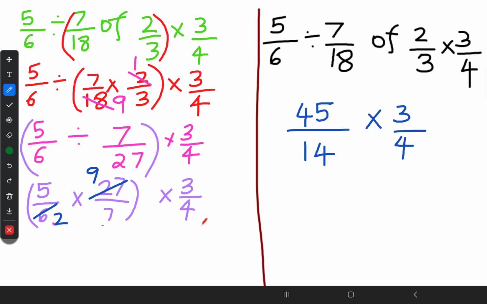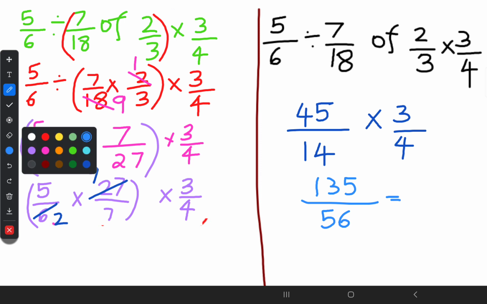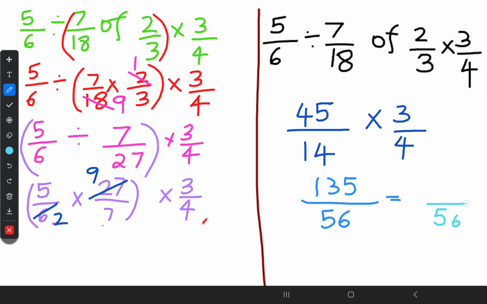So when we multiply, it will become finally 45 times 3 means 45 into 3, it's 135 divided by it's 14 times 4, it would be 56. Finally, the simplified version of our answer would be 2 over 56 is 112, remainder 23. This would be the final answer for your question.